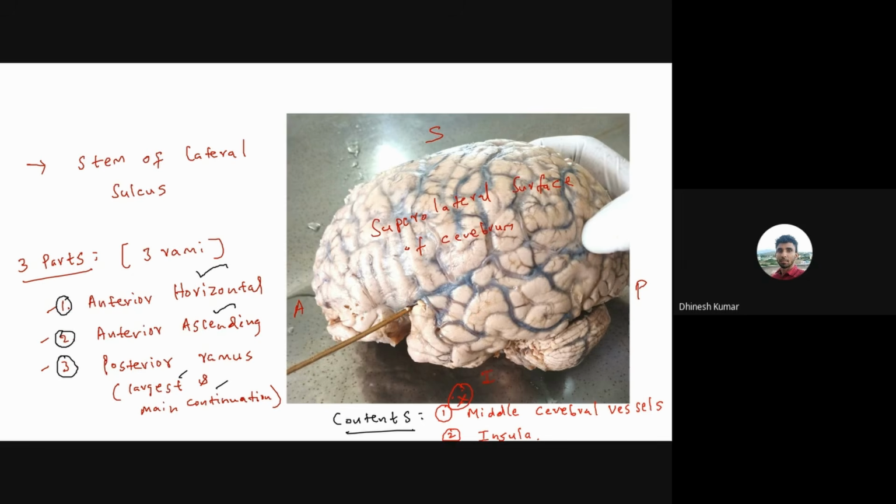Insula is a hidden or submerged portion of the cerebral cortex, hidden or submerged inside the stem of lateral sulcus. So these are the contents of the stem of lateral sulcus: middle cerebral vessels and insula. Remember, insula is the hidden or submerged portion of cerebral cortex. Hidden where? Inside the lateral sulcus. Fine.